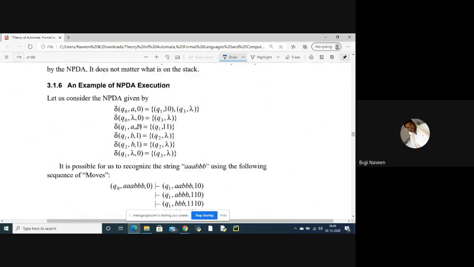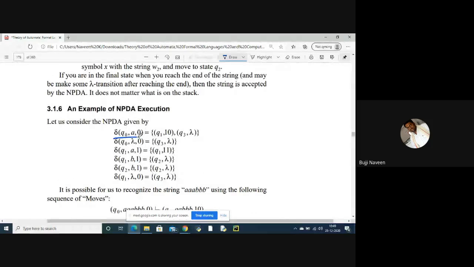Okay, here q0, a, 0. If the state is q0, a is the input symbol, and the stack symbol is 0, here we have two operations. Either go to the q1 state with 10 as output, or go to the q3 state with epsilon. So the automata is said to be a non-deterministic push-down automata. It is non-deterministic if it contains two or more outputs for the given input.